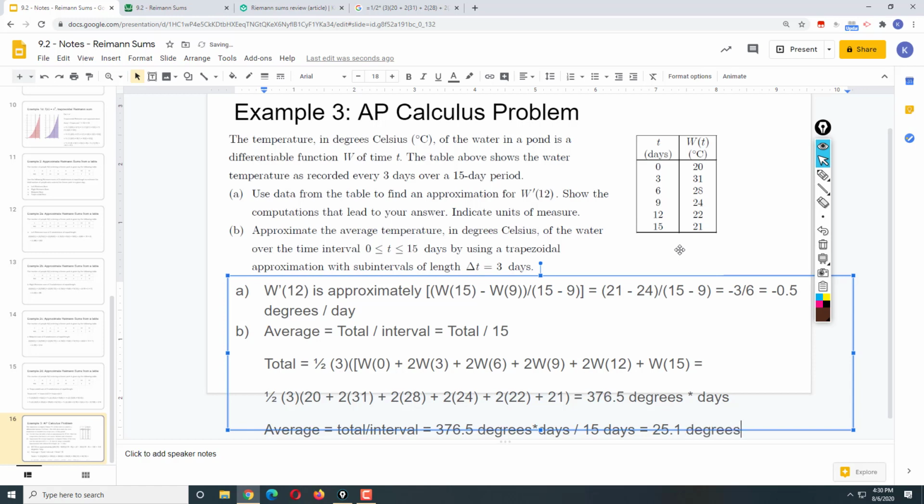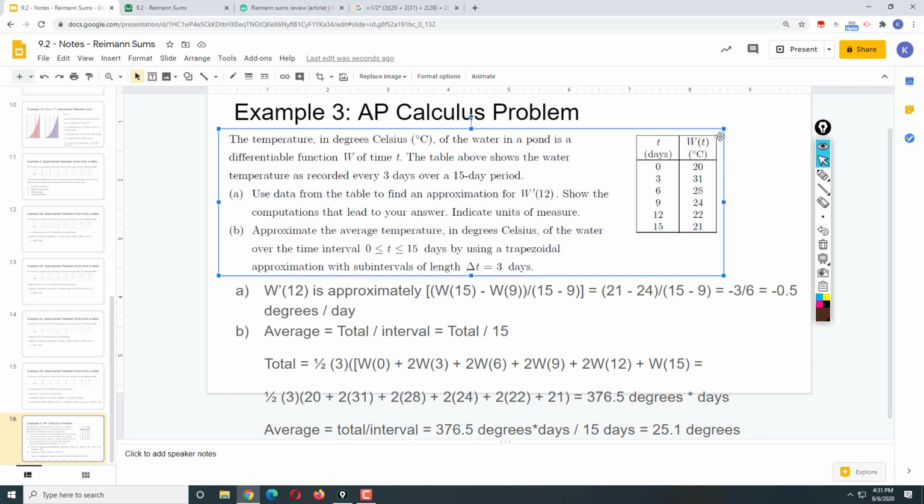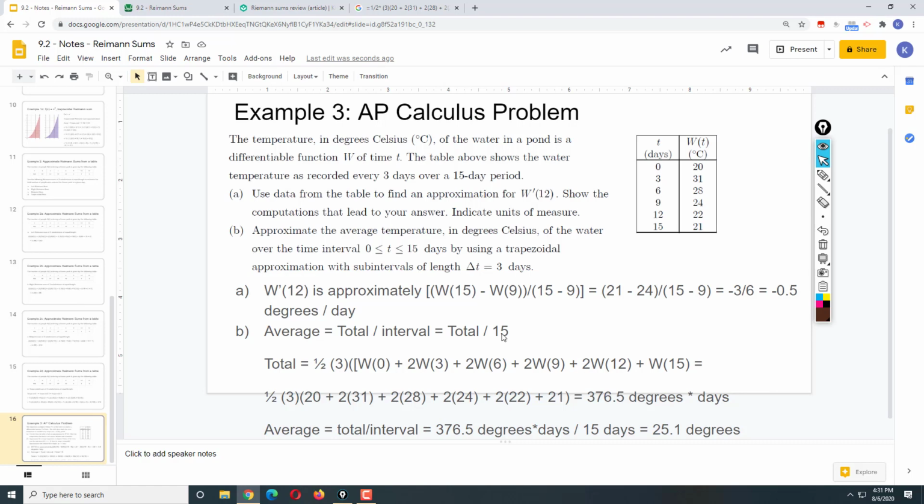So our estimate using a Riemann sum for the average temperature is just 25.1 degrees. That seems pretty reasonable. 25 seems to be a pretty good estimate for the average. Okay. That's it for this video.